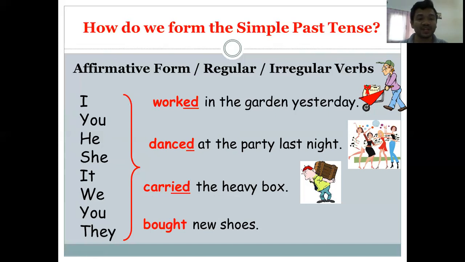Now, you could also say we bought new shoes. You bought new shoes. They bought new shoes. So bought here is the verb, and does it end with d or ed? No. So the spelling changed, and therefore this is what we call irregular verbs. So once again, if the verb ends with d or ed, that's regular, but if the verb doesn't end with d or ed, therefore that is what we call irregular verbs, most especially if the spelling changed.